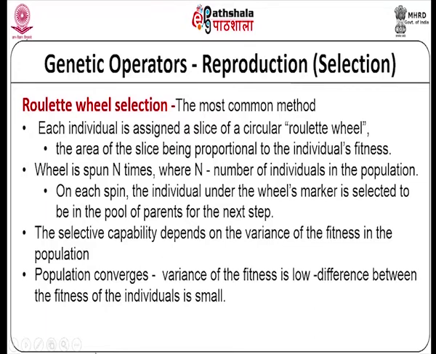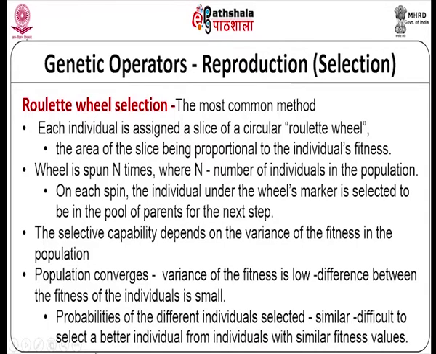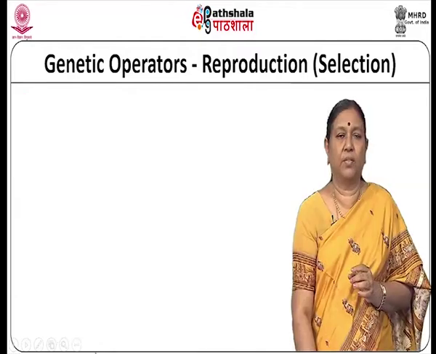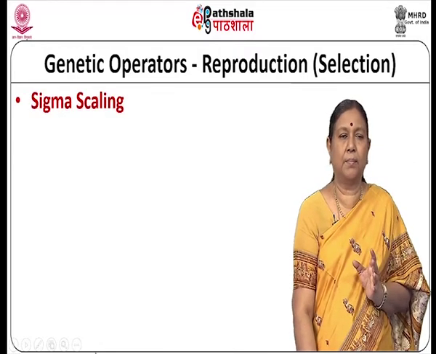Okay. And the area of the wheel that goes to each individual depends upon its fitness. We will see that in the next example. With this, the probability of different individuals being selected is similar. It is difficult to select a better individual from individuals with smaller fitness values. So, that is not possible. It depends on the fitness value only. So, let us take the example.